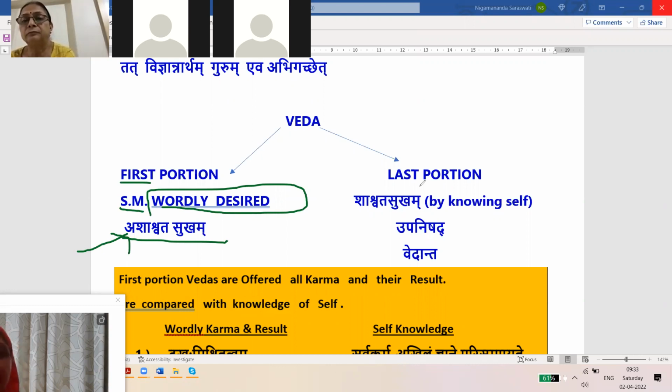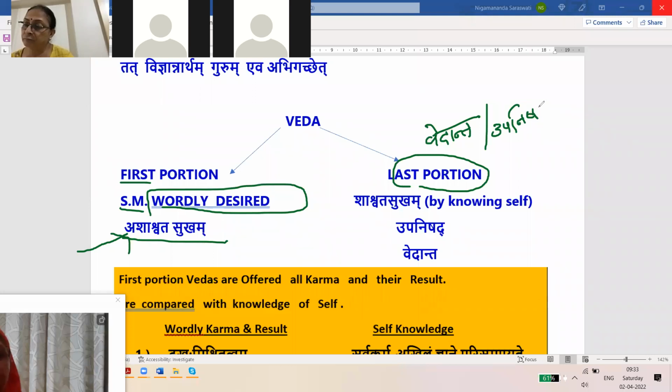But the last portion of the Veda, maybe the name is Vedanta, maybe the name is Upanishad, are all synonyms. Sometimes people keep listening to different things. They say, I have studied Vedanta but not yet Upanishad. Somebody says, I have studied Upanishad but not Vedanta. But Vedanta, Upanishad, even Gnana Yoga, all have the same meaning: the last portion of the Veda.